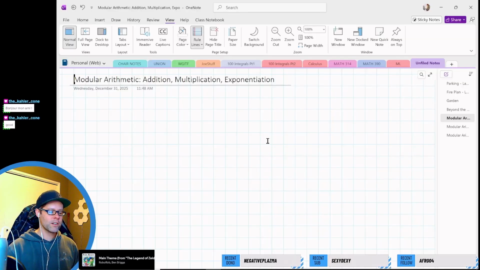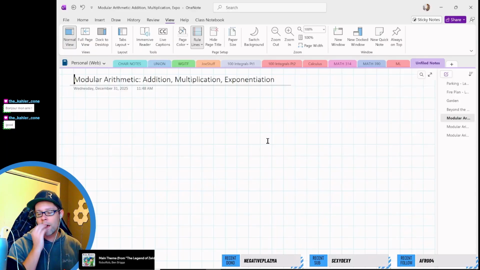This morning, we are starting to look at modular arithmetic, specifically looking at addition, multiplication, and exponentiation to start off here.